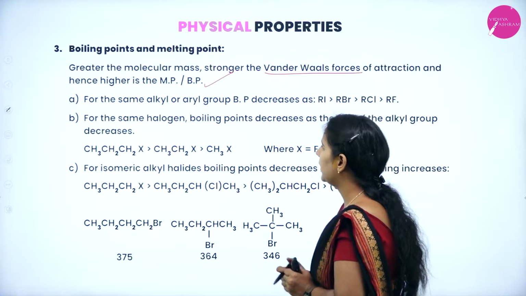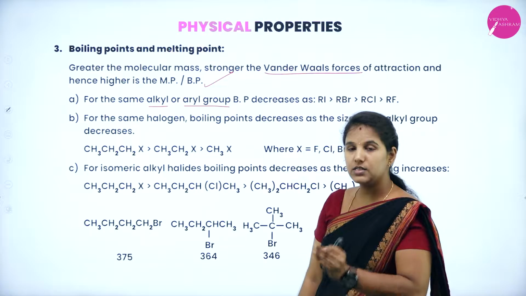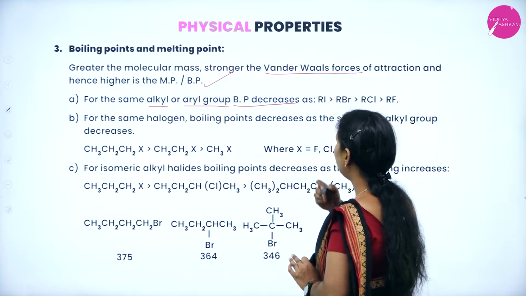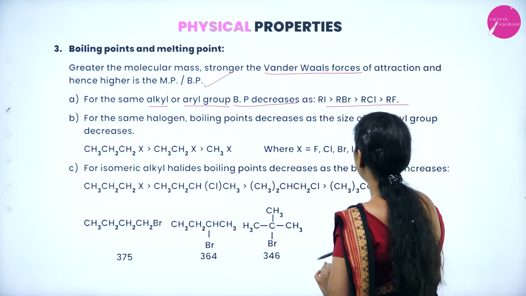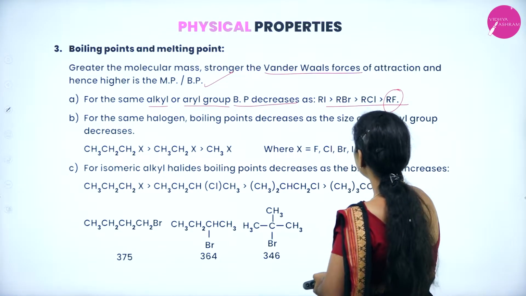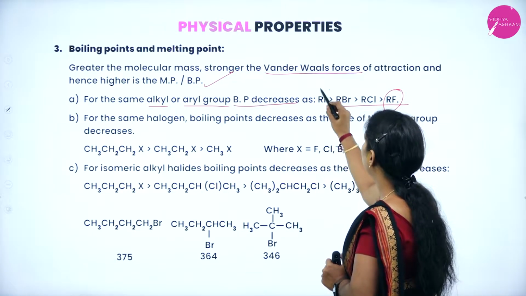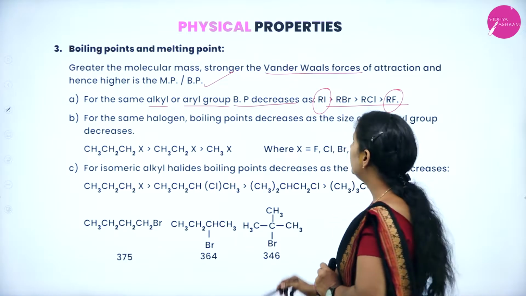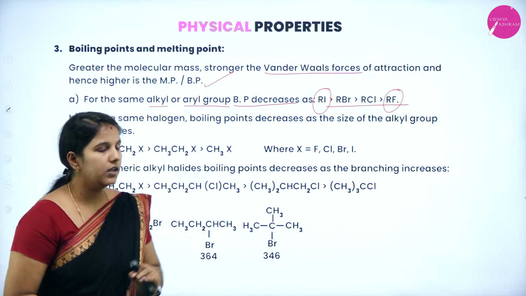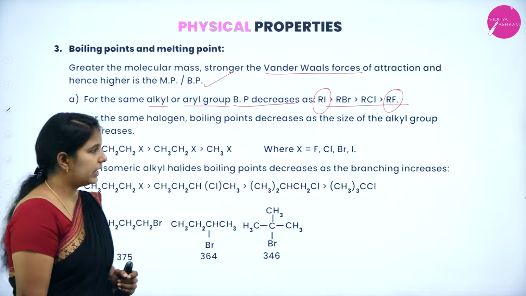In the first case, for the same alkyl or aryl group in the haloalkanes, the boiling point decreases in this order, whereas the alkyl group with fluorine has the lowest boiling point. You can see that the alkyl iodide will have the highest boiling point because of the increasing nature of the halogen for the same alkyl group.